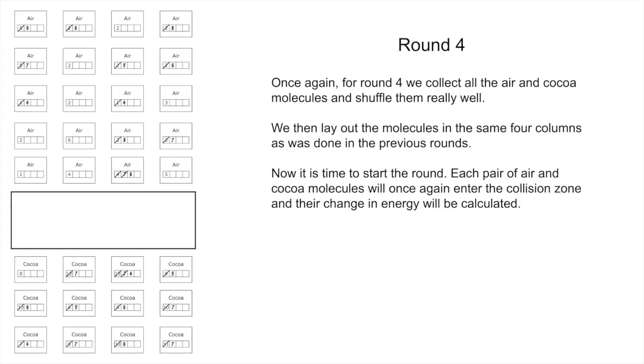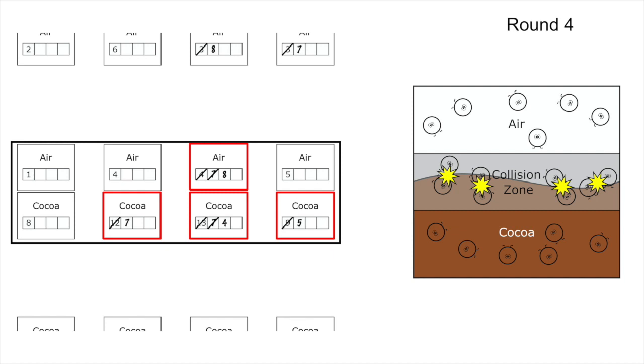Now we'll move on to the fourth round of cocoa collisions. Just as before, we'll collect all the cards and shuffle them really well to account for the molecules' movement. We'll then lay them out into the 4 columns and move the 4 pairs of air and cocoa molecules into the collision zone. In this round, 3 cocoa molecules and 1 air molecule that were already in previous collisions ended up in the collision zone again. It is okay that this happened.